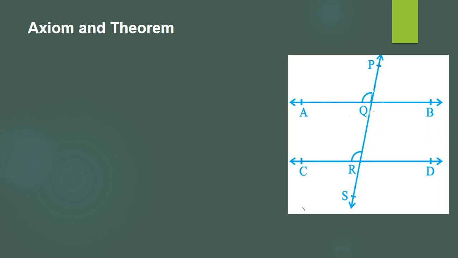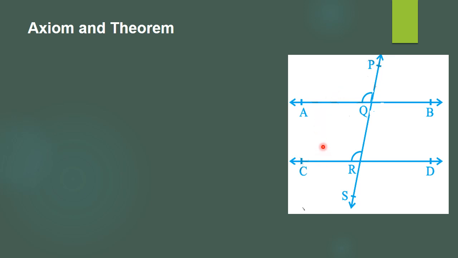Now we are going to study certain axioms and theorems. Before that, what is meant by parallel lines? Whenever two lines do not intersect each other, they are called parallel. Another definition is that when the distance between the two lines remains constant, then they are parallel lines.